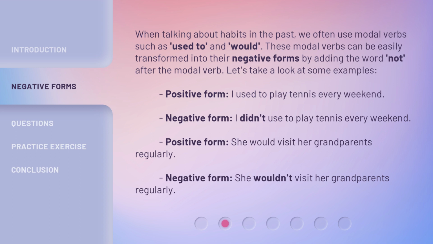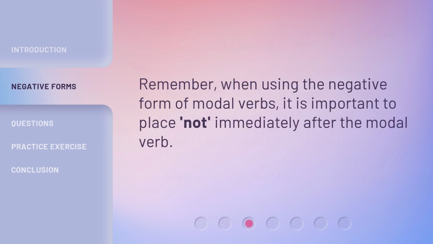Positive form: I used to play tennis every weekend. Negative form: I didn't used to play tennis every weekend. Positive form: she would visit her grandparents regularly. Negative form: she wouldn't visit her grandparents regularly. Remember, when using the negative form of modal verbs, it is important to place not immediately after the modal verb.